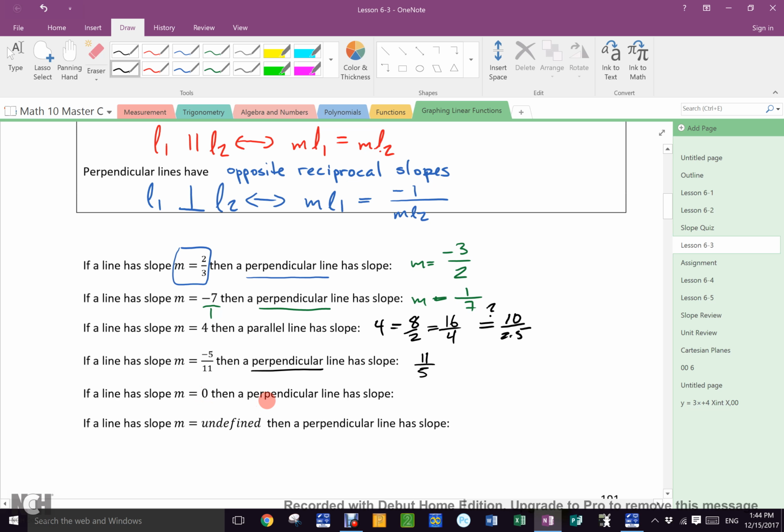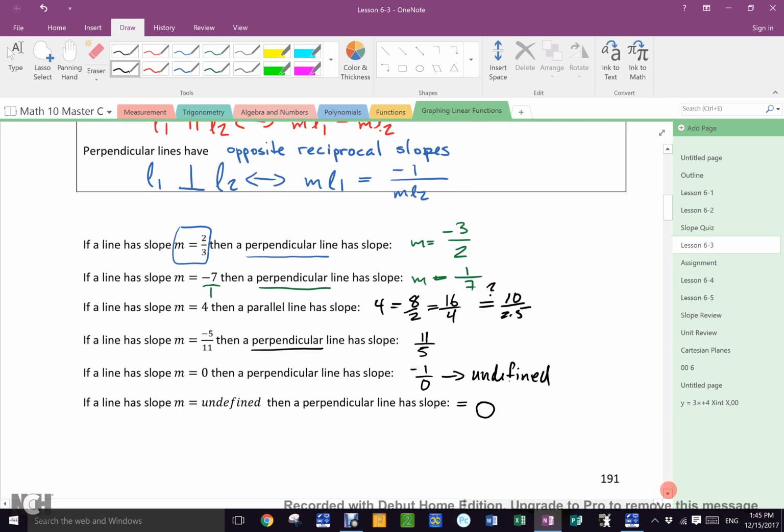Okay. If my slope is 0, is that flat or up and down? That's flat. Then what's the perpendicular slope? Negative 1 over 0, which is? Undefined. And if I start undefined, then what's perpendicular to that? 0. Is everybody good?